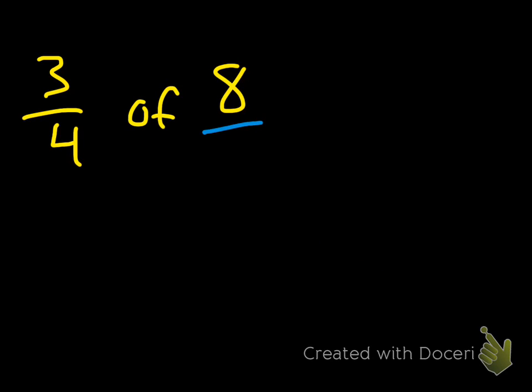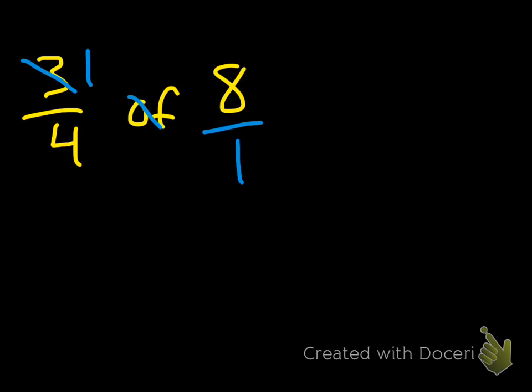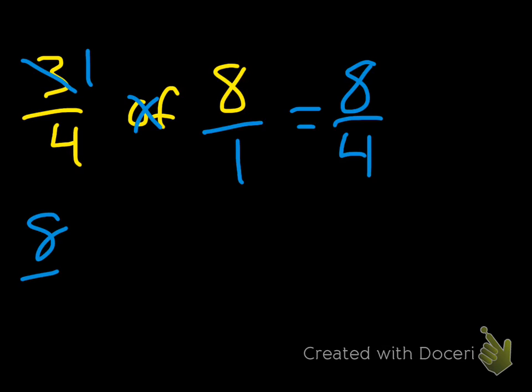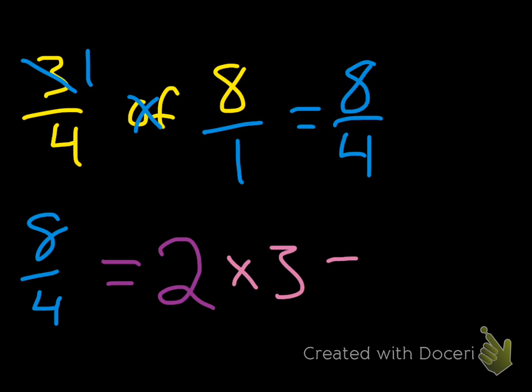Alright, 3/4 of 8, we make this a whole number by putting it over 1. We're going to find 1/4 of 8 first, so we just multiply across. 1 times 8 is 8. 4 times 1 on the bottom is 4. Now we have to turn that 8/4 into a whole number by dividing. So 8 divided by 4 equals 2. Okay, now our 2 wholes is equal to 1/4 of 8. We have to find 3/4 of 8, so we're going to multiply that by 3 to find our answer. And 2 times 3 is 6. So 3/4 of 8 is equal to 6.